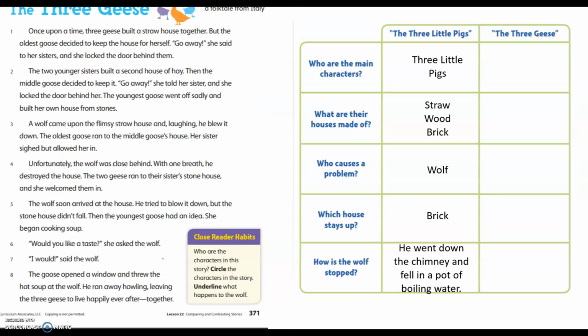So your job now is on your own. You're going to be reading the three geese, and you're going to be identifying all of these important parts of the plot on your own. So you'll probably have to draw this graphic organizer. So I'm going to be posting it for you in today's folder, and you're going to have to draw this in your notebook so that you can identify these things. And then tomorrow we'll go over the answers.